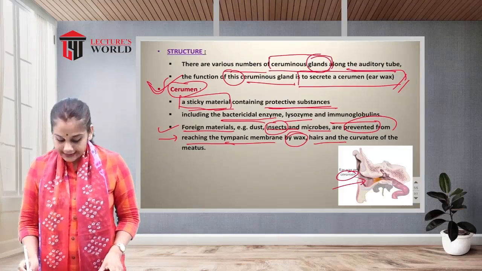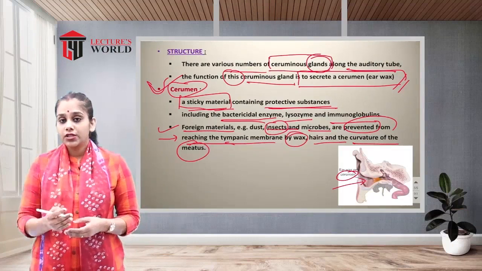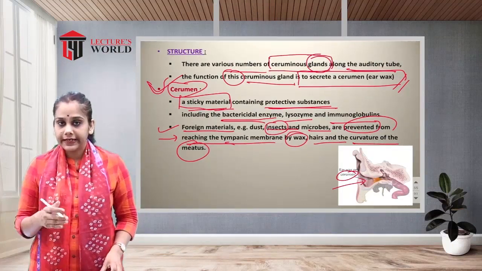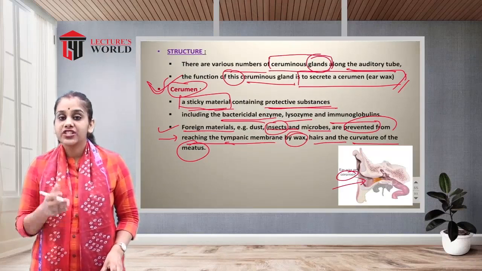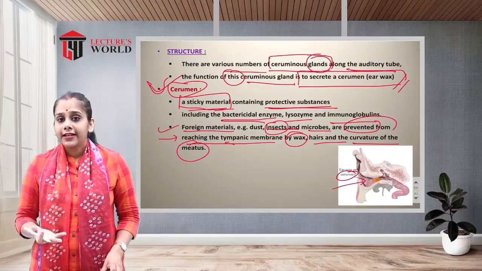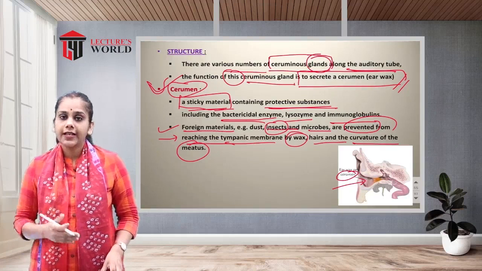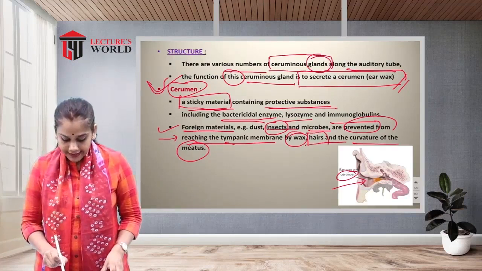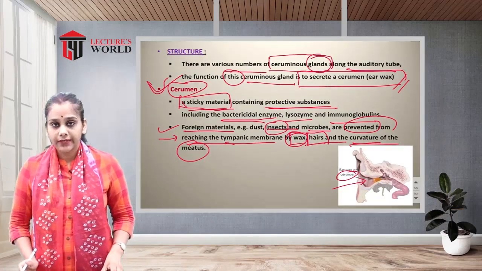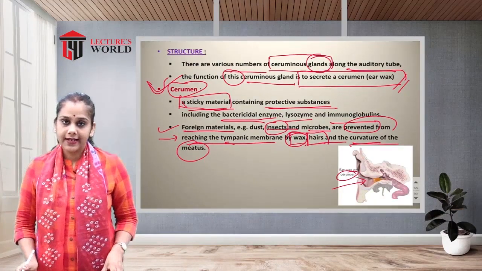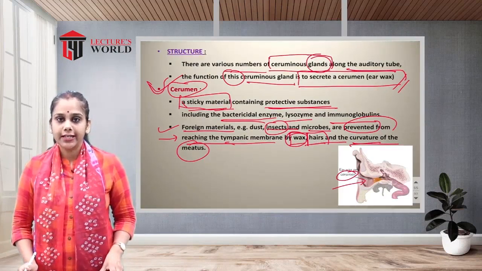Also, there are hairs and the curvature of the meatus. There are so many ridges over the external ear, so it is very helpful. The structure of the ear helps prevent easy entry into the ear. There will be hair, there will be wax, that is the cerumen, and the curvature or structure of the external ear. It is very helpful for preventing foreign materials from getting into the ear.